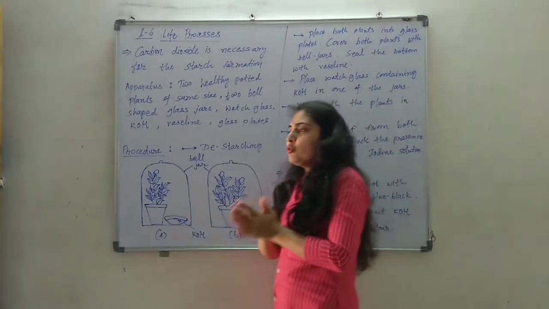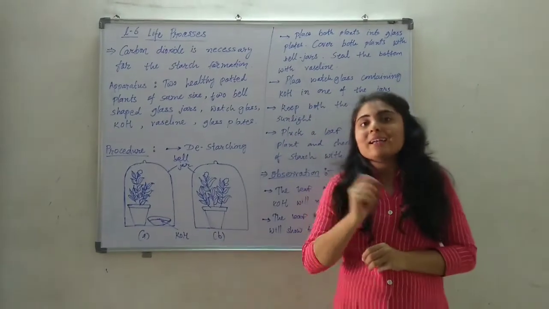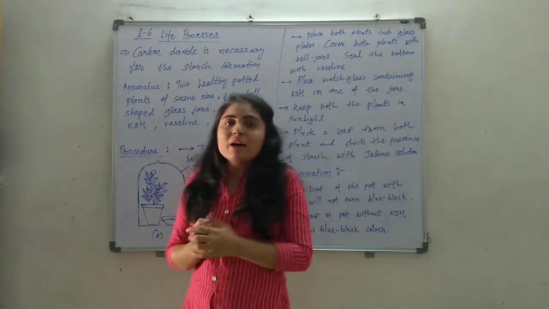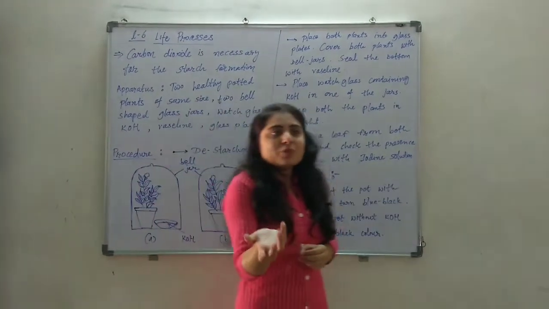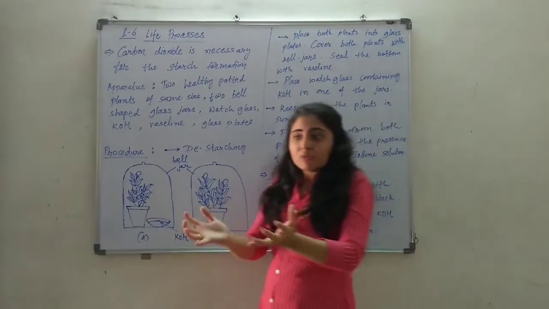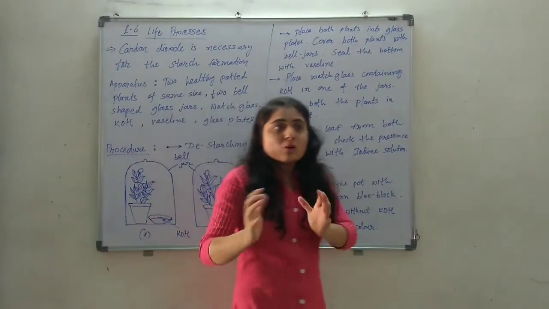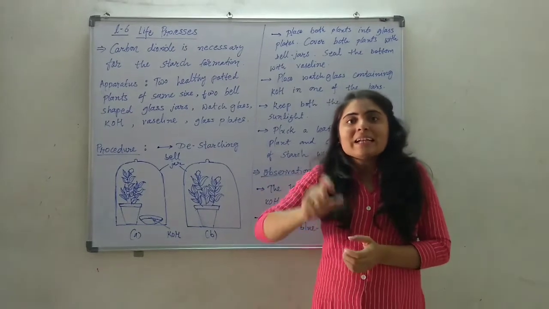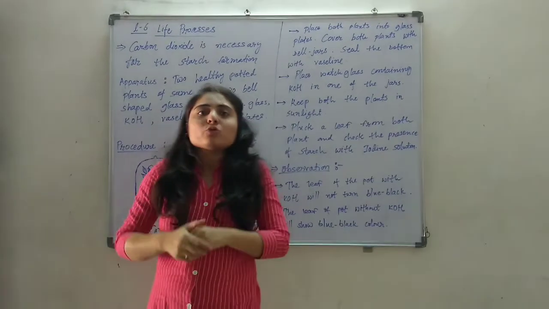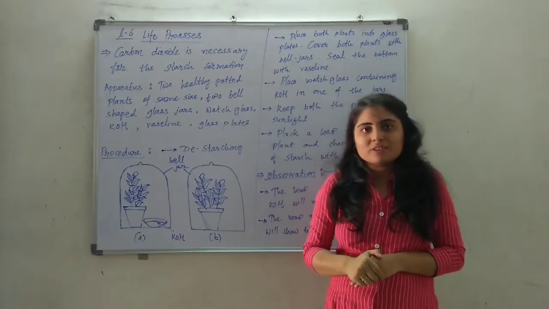So these are the two main activities which show that chlorophyll and carbon dioxide are necessary. And third, sunlight is also necessary. How do we prove that? If we keep the plant in a dark room, or we cover one stem of the plant with any dark or opaque material, then that leaf or that plant will not go through the photosynthesis process, which means that sunlight is also necessary for the photosynthesis process.